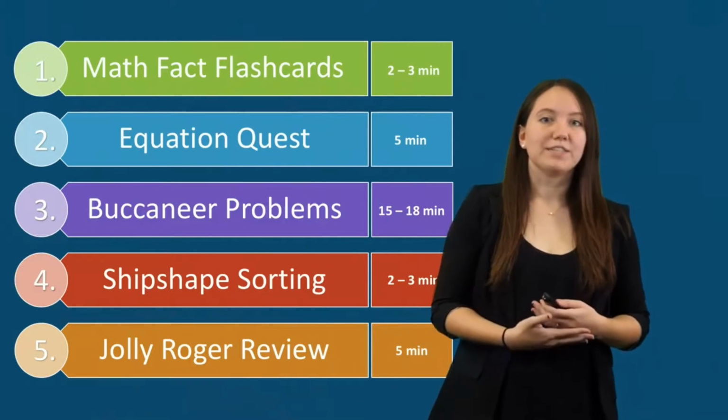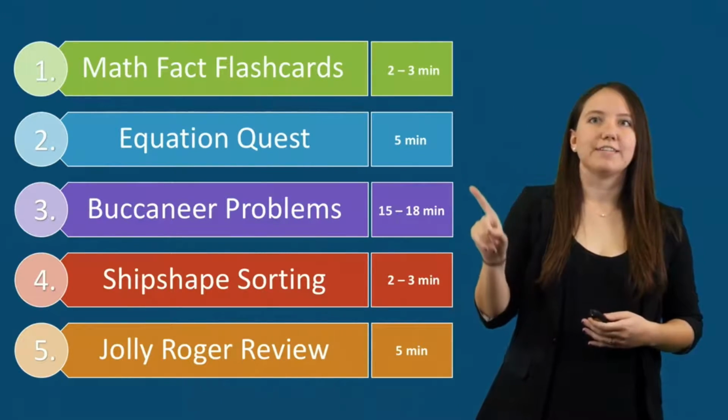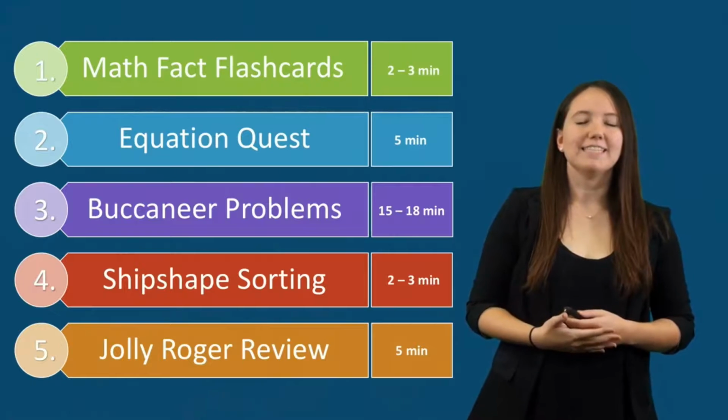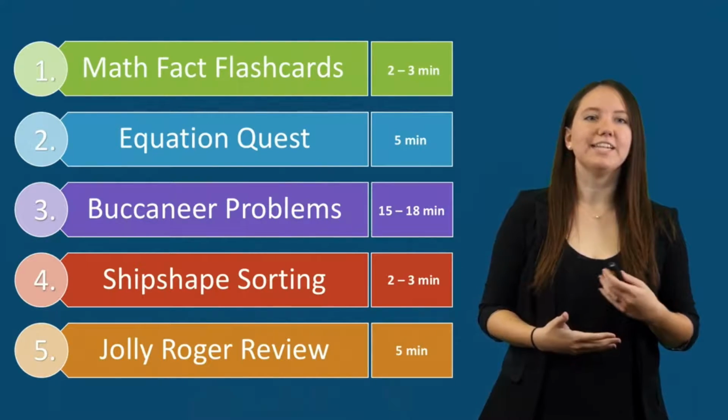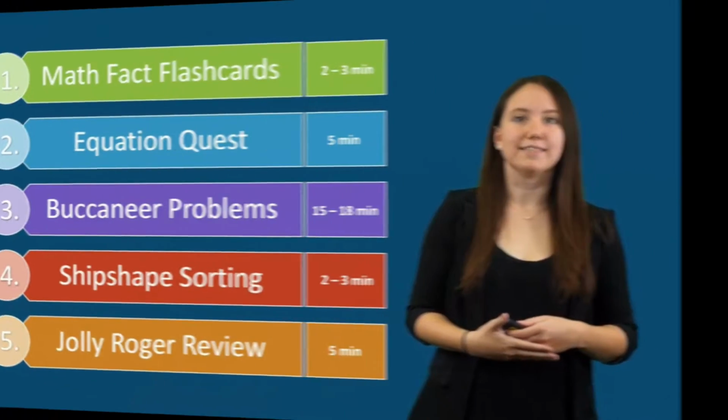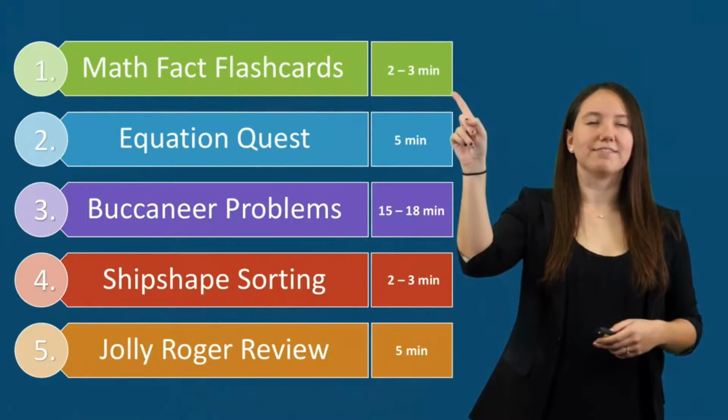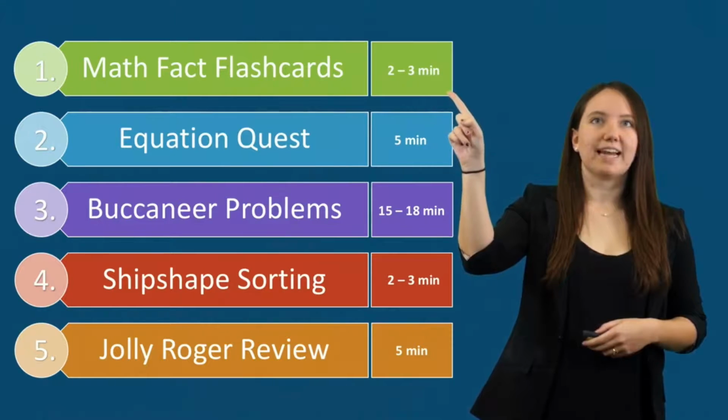So in the Power Math Equation Quest intervention, there are 5 different components in each lesson. Lessons are implemented 3 times per week for 16 weeks, and each lesson lasts 30 to 35 minutes. The first component of each lesson is Math Fact Flashcards, which is a 2 to 3 minute activity.